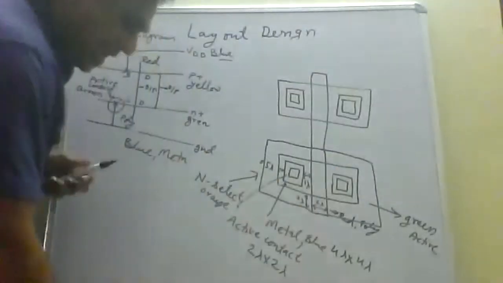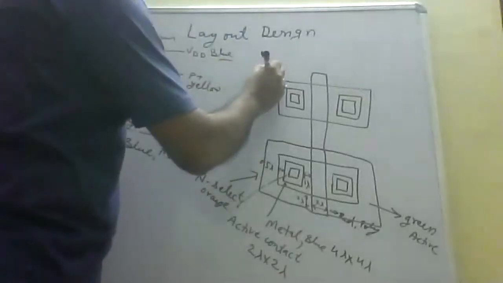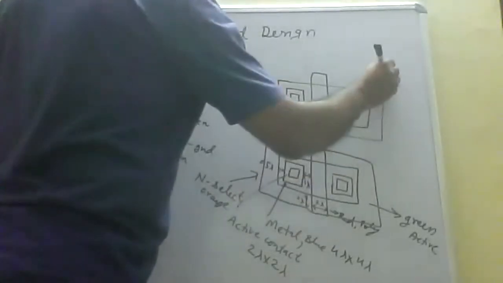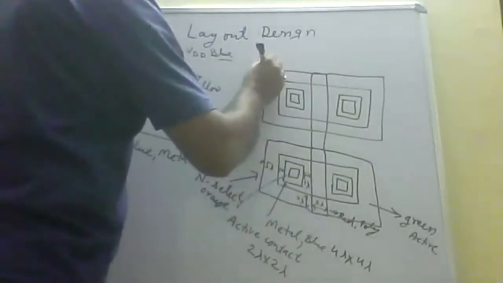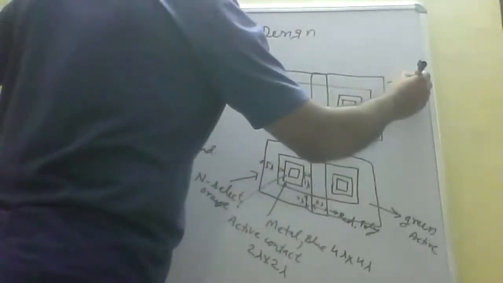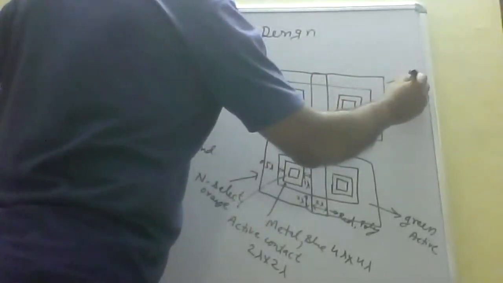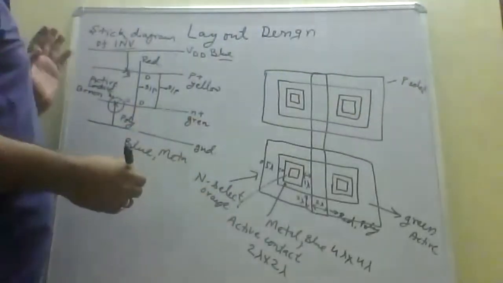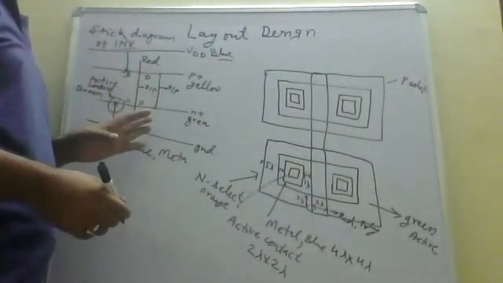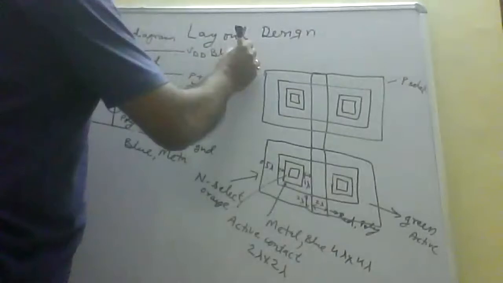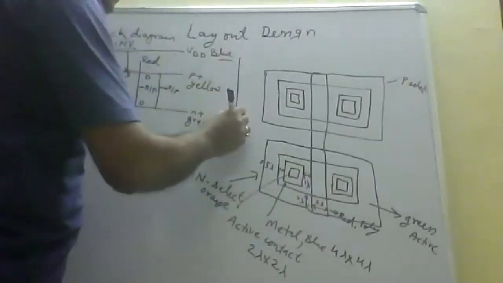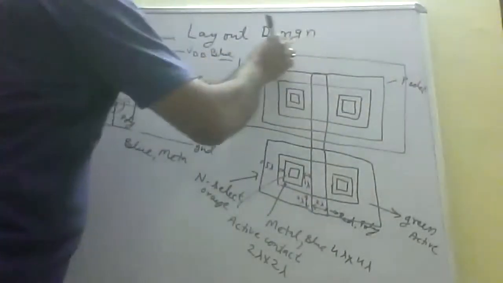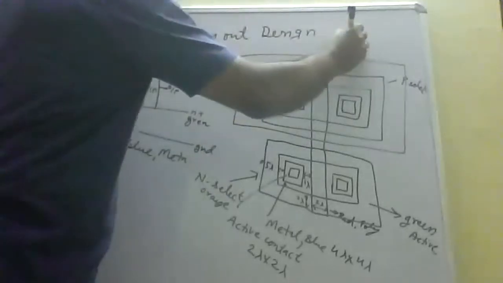to use is a P select. For PMOS, there will be a P select. So this is the P select. Right? Now, after this P select, there should be an N well also. So we enclose this in the N well. So this is the N well.